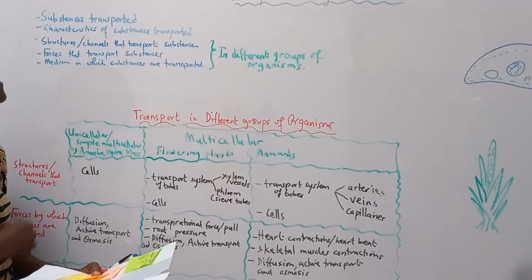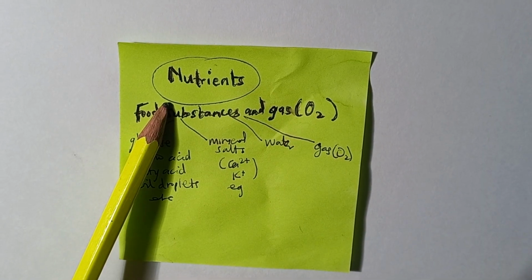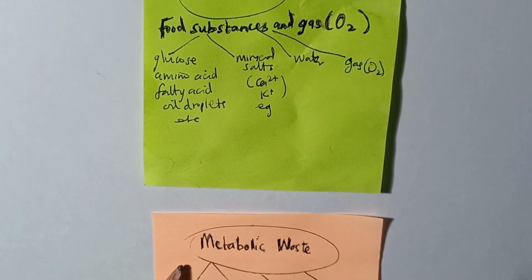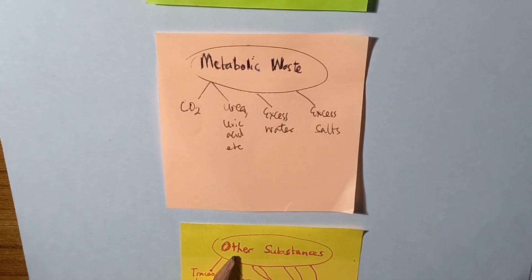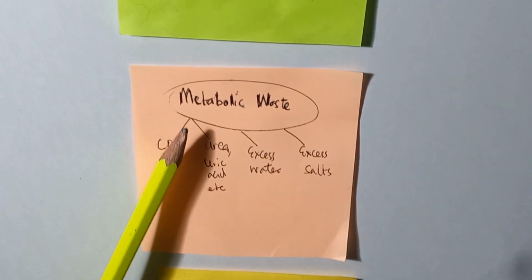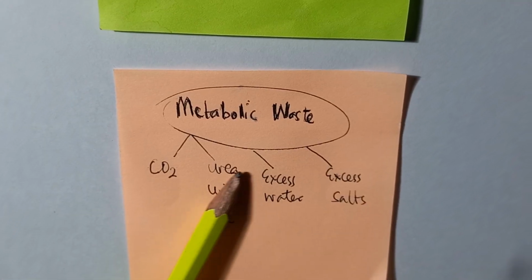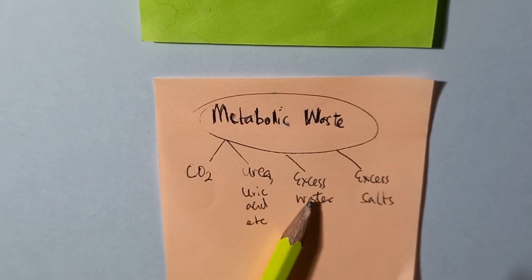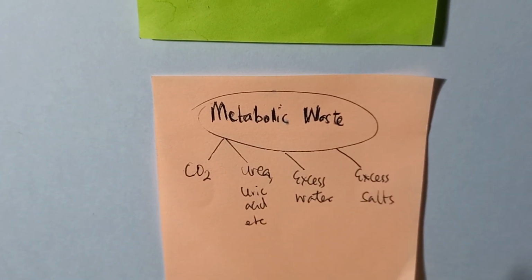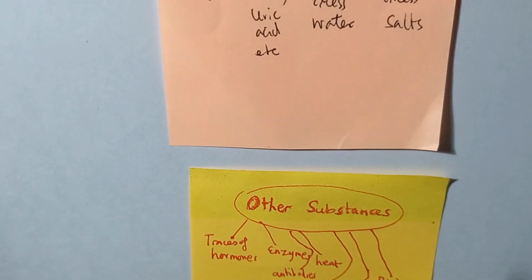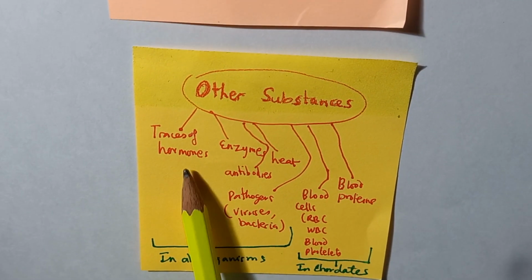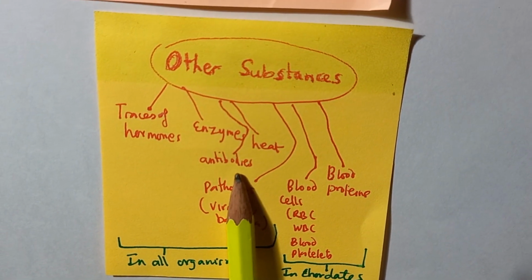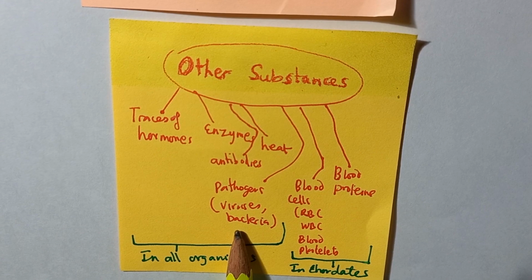Substances that are transported are nutrients, that's food substances and gases. We have metabolic waste, and we have other substances. Now, look at the metabolic waste. You have carbon dioxide, urea or uric acid, other substances from protein metabolism. You have excess water, excess salt. Then other substances that are transported include traces of hormones, enzymes, antibodies. Antibodies are chemicals. You have heat, and you have pathogens, viruses, bacteria.